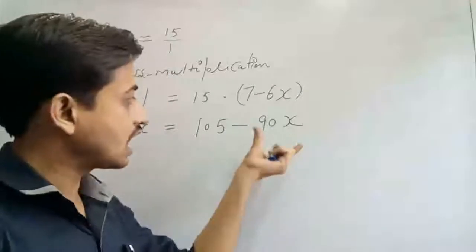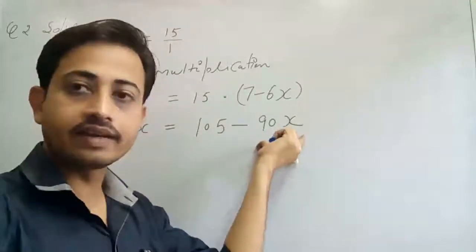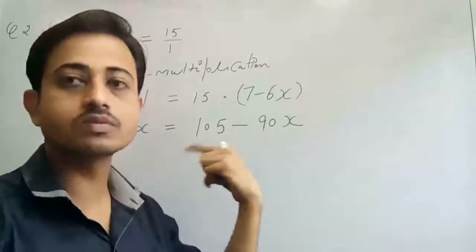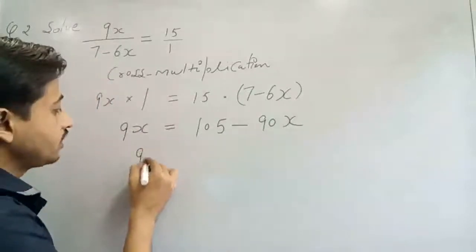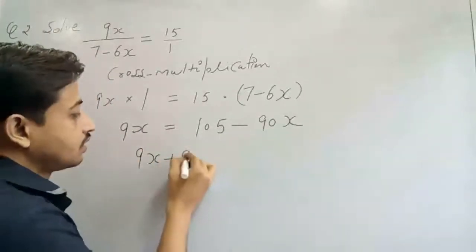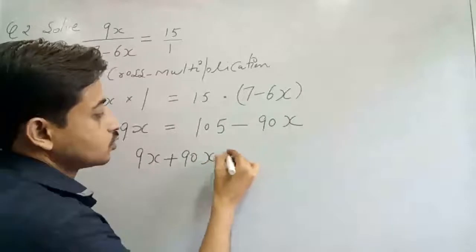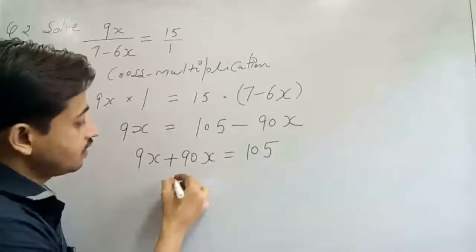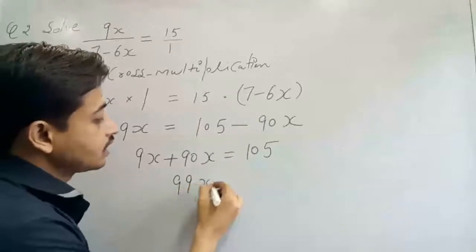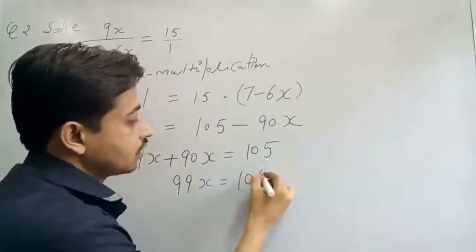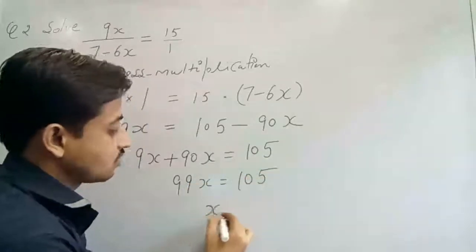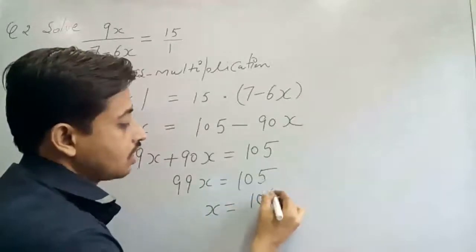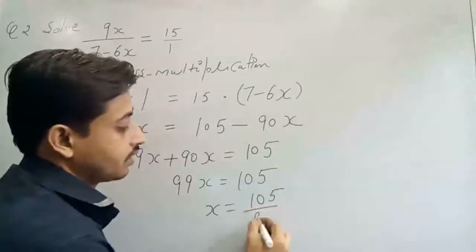So that's why I have to take this negative 90x on the left hand side. It becomes positive. So we get 9x plus 90x is equal to 105. 90 plus 9, we get 99x is equal to 105. Now what's the value of x? 105 divided by 99.